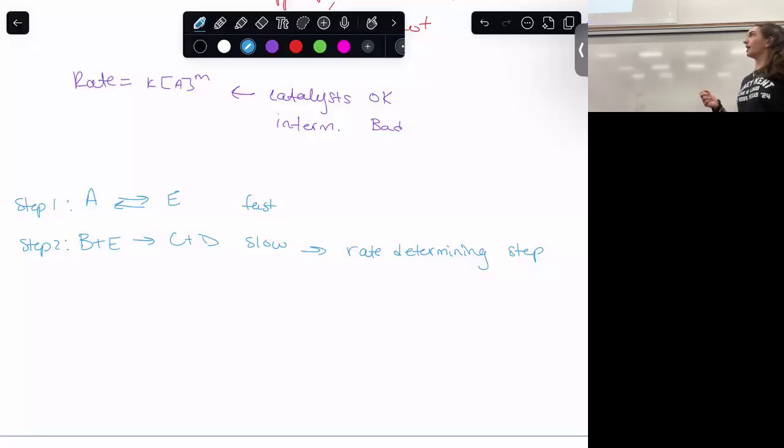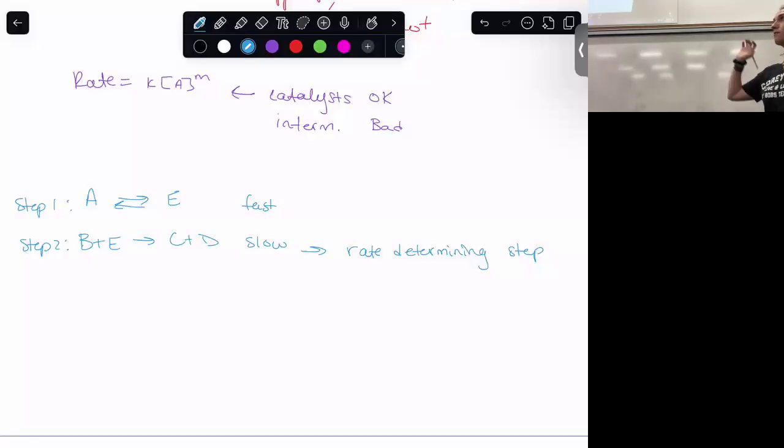So if we have a fast first step and then a slow second step, usually that means that your first step will be in equilibrium, right? And we talked about equilibrium at the end of class today, which means that the forward direction is happening at the same time that the reverse reaction is happening as well. It might look like the reaction is not happening because concentrations are no longer changing. However, it is happening. It's just going back and forth at the same rate.